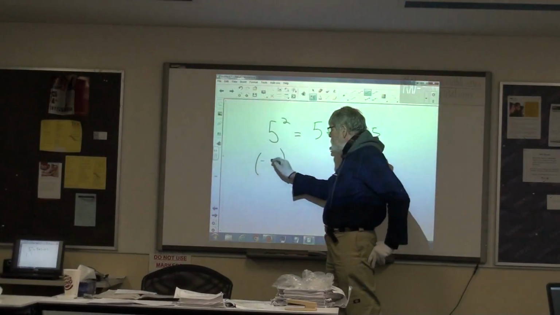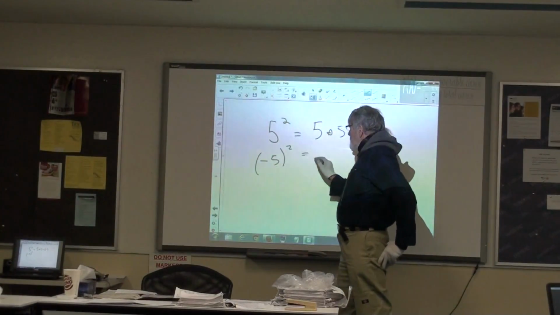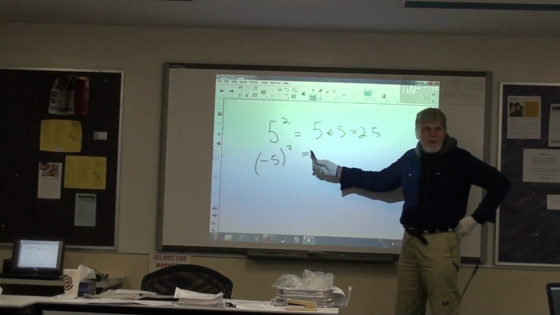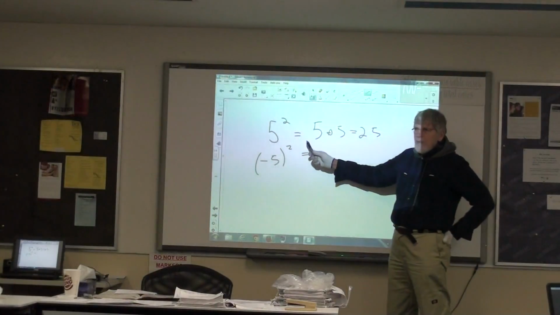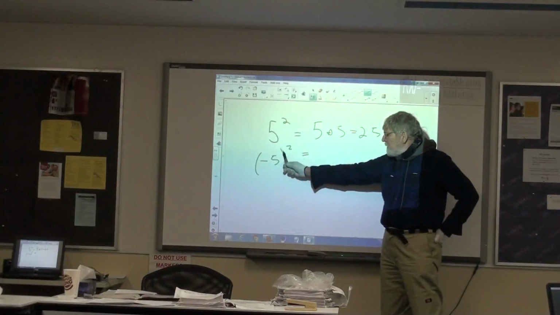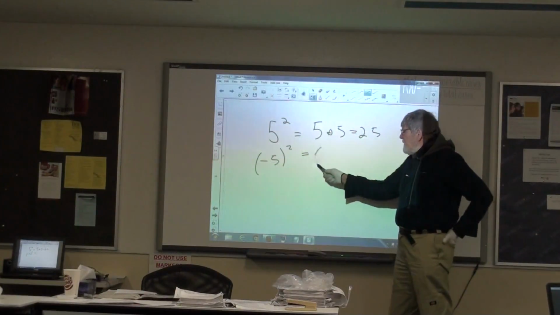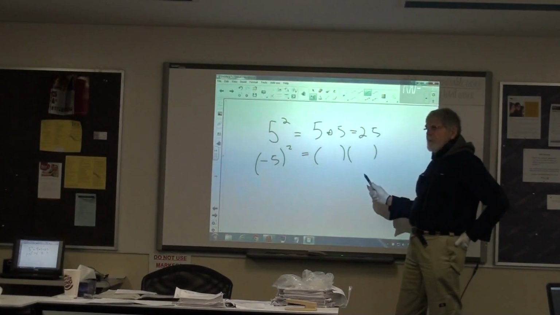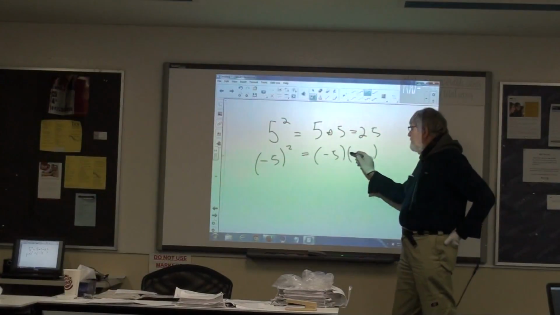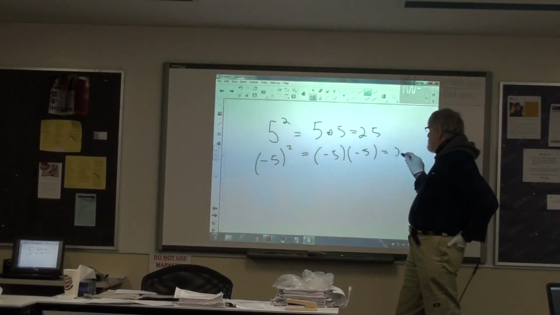Now, the exponent applies to what is immediately to the left of it. What is immediately to the left of the exponent is a parentheses. So it's a parentheses times a parentheses. Minus 5, times minus 5, answer plus 25.